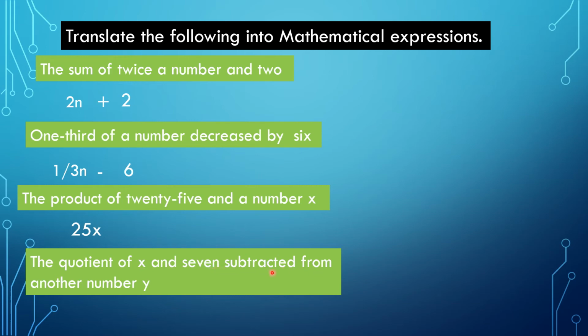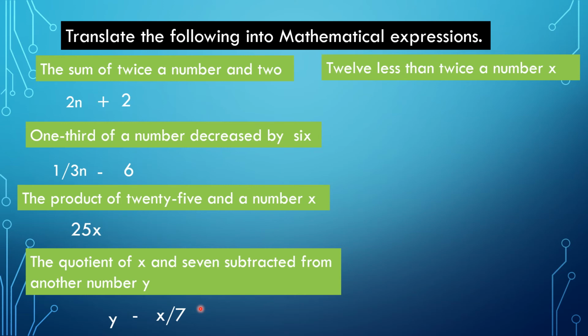Subtracted from, ibabawas siya sa isang number, y. So, saan ngayon itong quotient makikita of x and 7? So, una, subtracted from, which means minus. At itong the quotient of x and 7, saan kaya natin ilalagay? Dito ba or dito? Since the word is from, mula sa number na yon, dapat nandito siya. So, yung the quotient means x over 7 subtracted from y. So, that is y minus x over 7.